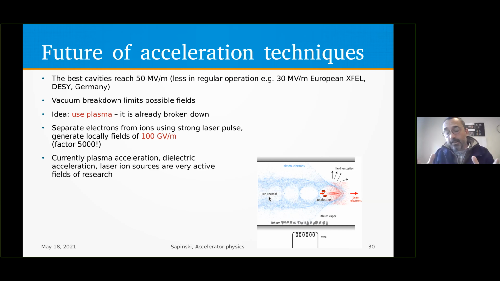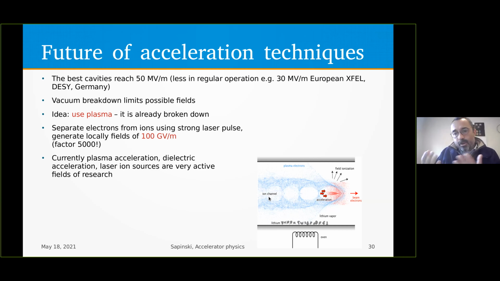So in the accelerating structure, you start having sparks, and when the spark occurs, of course it starts affecting the surface of the accelerating structure. Once the surface is affected, the sparks happen even more often, and at some point it just doesn't work anymore. So it breaks. One of the ideas for new acceleration is to use something which is already broken.